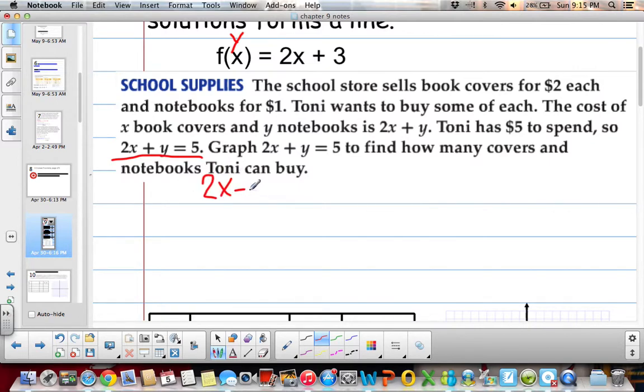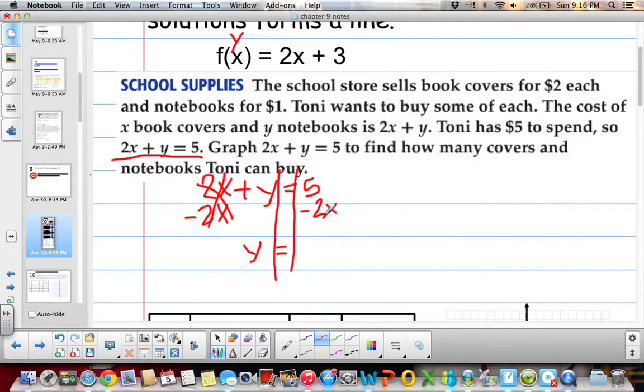So 2x plus y equals 5. We want to get y alone on one side. In order to do that, we need to get rid of 2x. Because it's being added to y, we're going to subtract 2x, and we're going to do that to both sides. So 2x minus 2x cancels out because that's 0. We're left with y, and we bring down our equal sign.